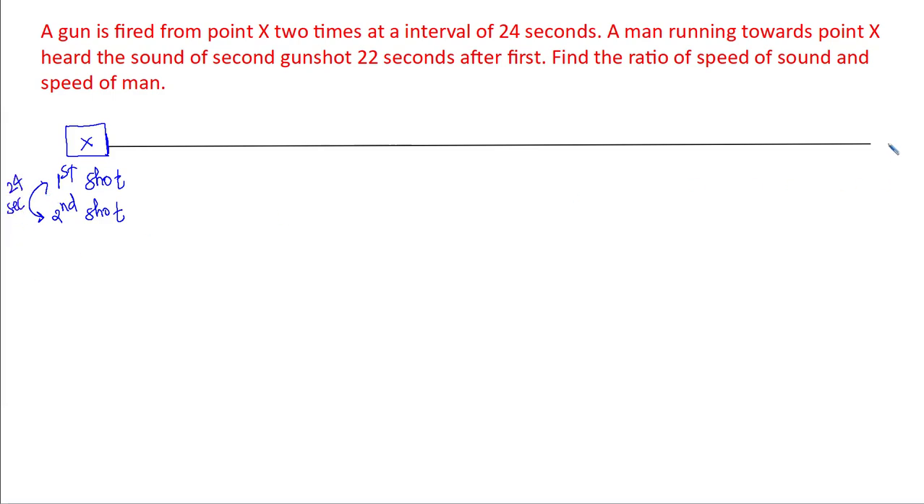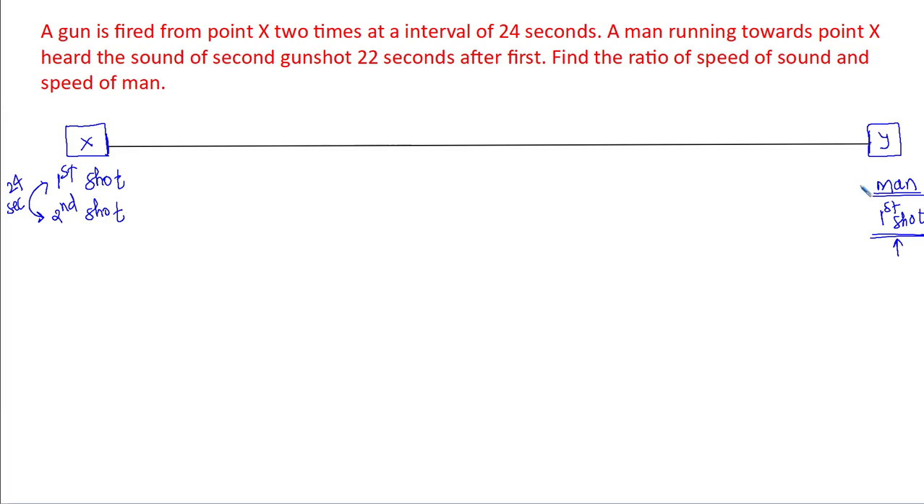Let's say this is a point Y. When that man is here, the man heard the first gunshot. The time difference between the two gunshots is 24 seconds. So if the man is stationary, he is supposed to hear those two gunshots at an interval of 24 seconds only, but the man heard the second gunshot 22 seconds after the first, which means he heard the second gunshot 2 seconds early. Why did the man hear the second gunshot 2 seconds early?